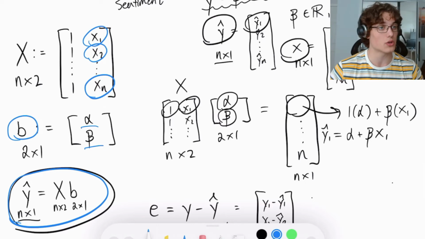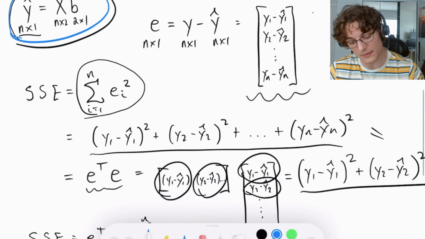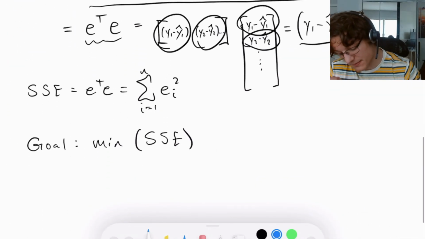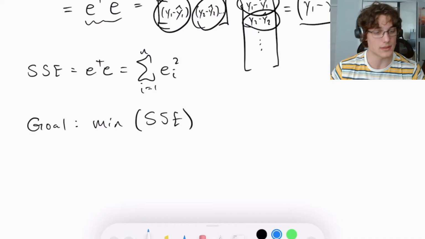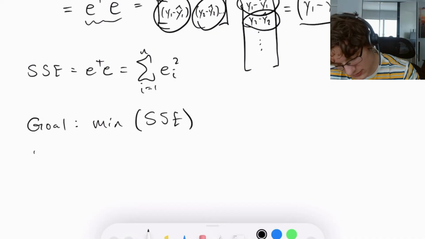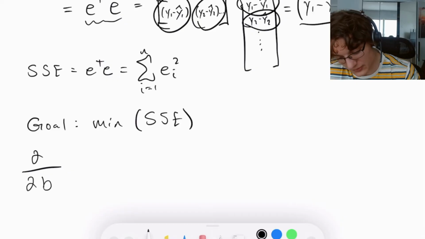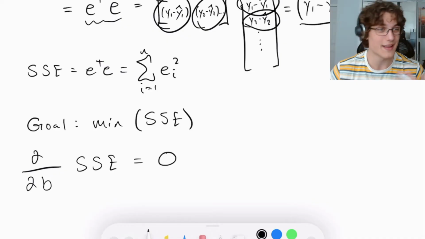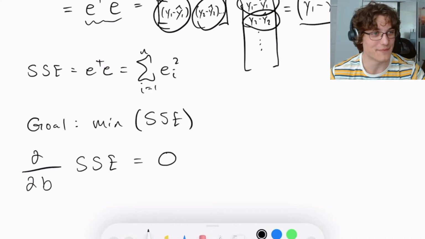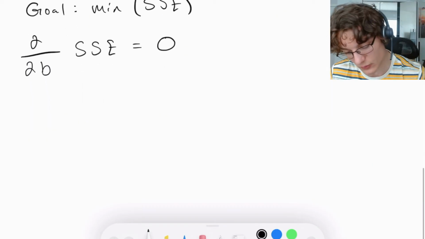Thus, we are going to partially differentiate the sum of squared error with respect to the B vector and set it equal to 0. And that's going to look like this. We're going to say the partial derivative with respect to the B vector of the sum of squared error is equal to 0. Now let's actually go ahead and solve this guy. I'm going to start by substituting for what we know.